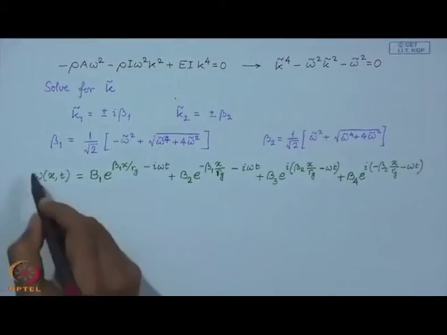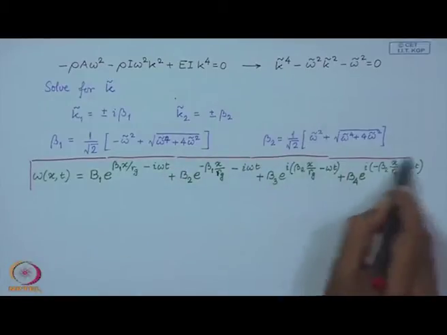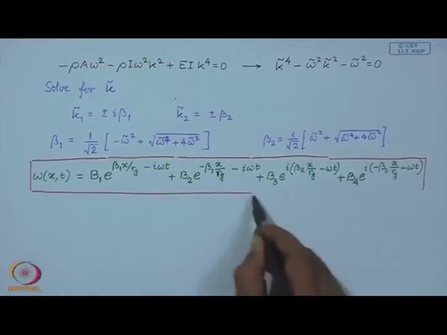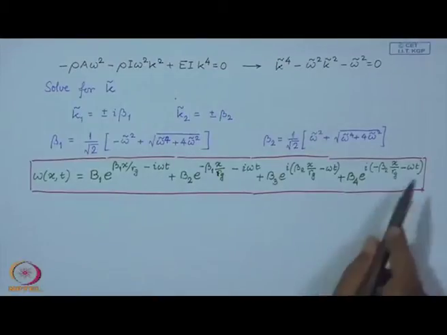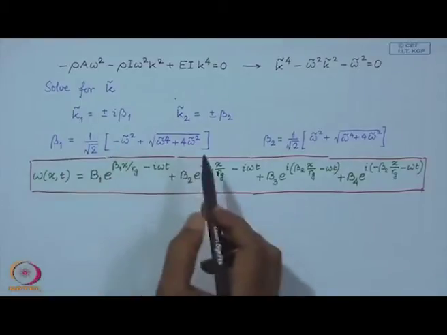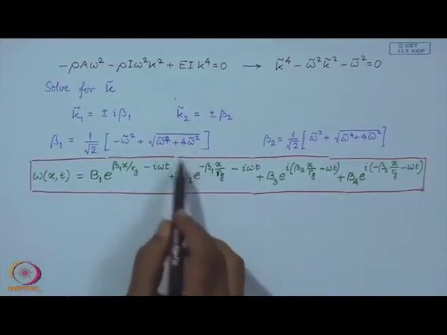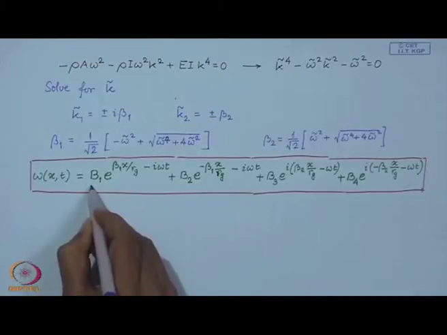So, this represents the waves that can propagate in the beam, as per the solution of the wave number in terms of the non-dimensional frequency omega. Now, if you look carefully at these solutions, then you find that these 2 terms.